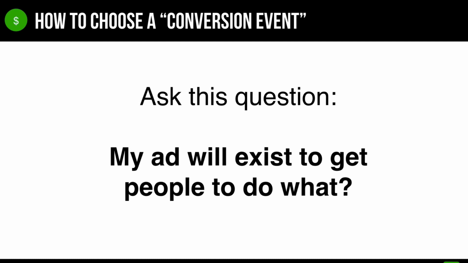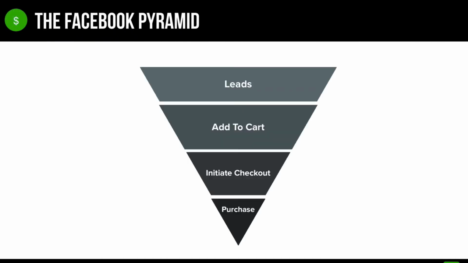And to know what type of conversion, let's look at the Facebook pyramid. Here you can see 4 different options: leads, add to cart, initiate checkout, and purchase. Out of these 4, which do we want the most? Of course, it's going to be purchase. The answer most often will likely be to buy. So we'll refer to this as a purchase because that's the language Facebook uses. Okay, so our answer is purchase.